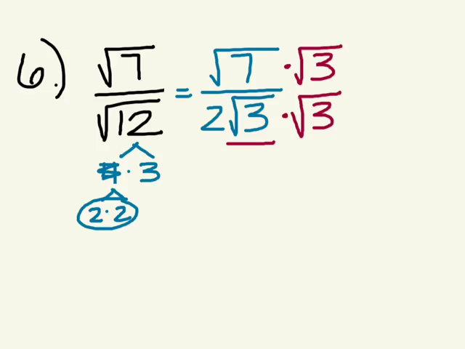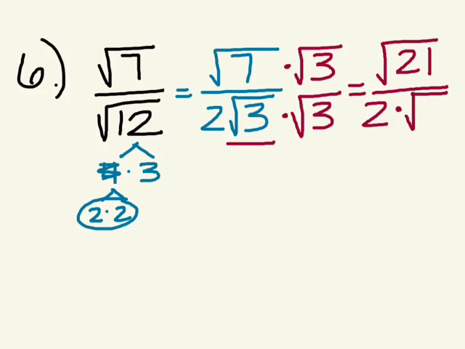And we just multiply across. 7 times 3 is 21, so that's going to go under the radical. And we have a 2 on the outside of the radical, so that needs to stay on the outside. We have radical 3 times radical 3 is square root of 9.